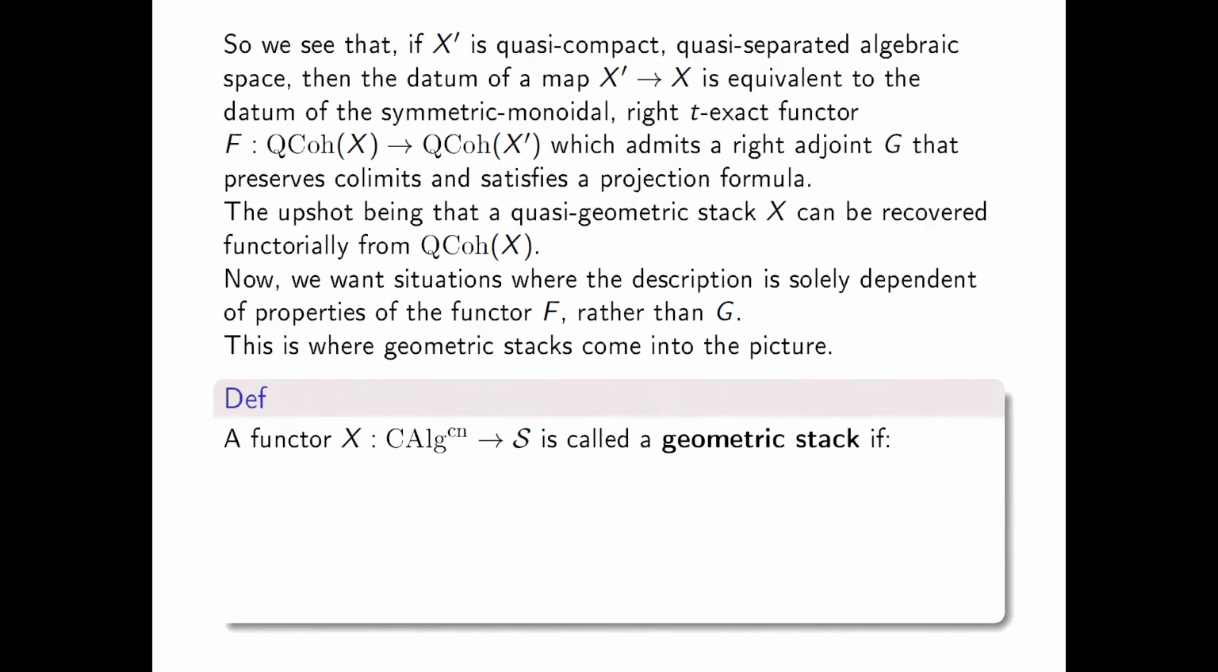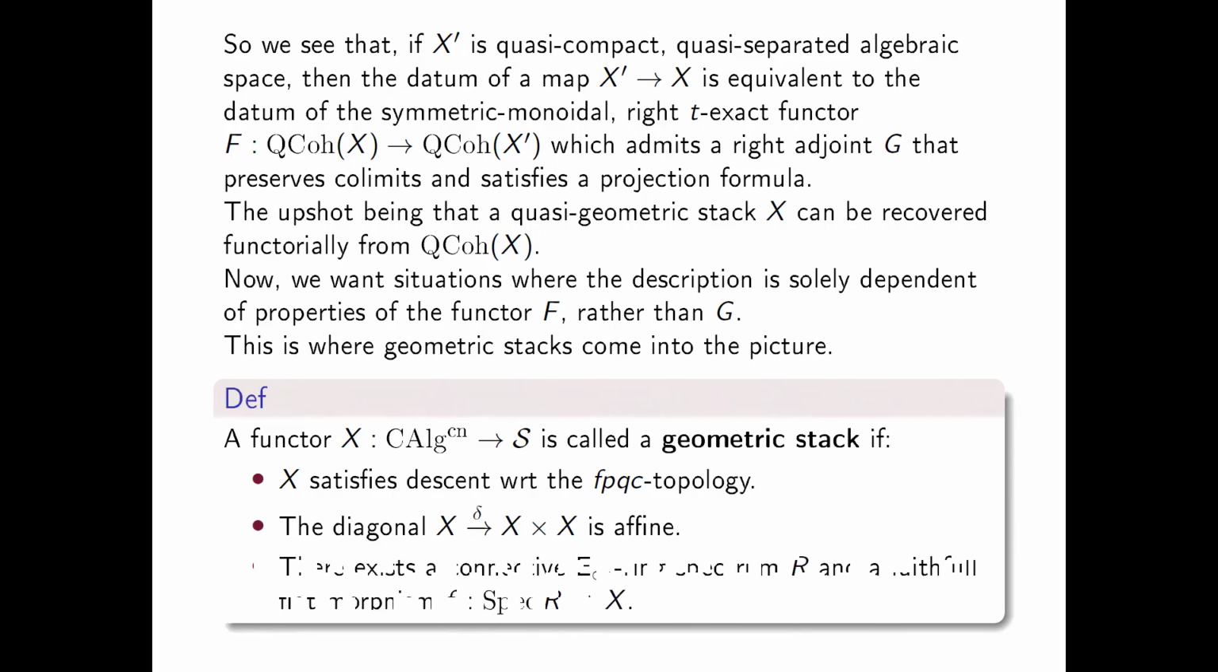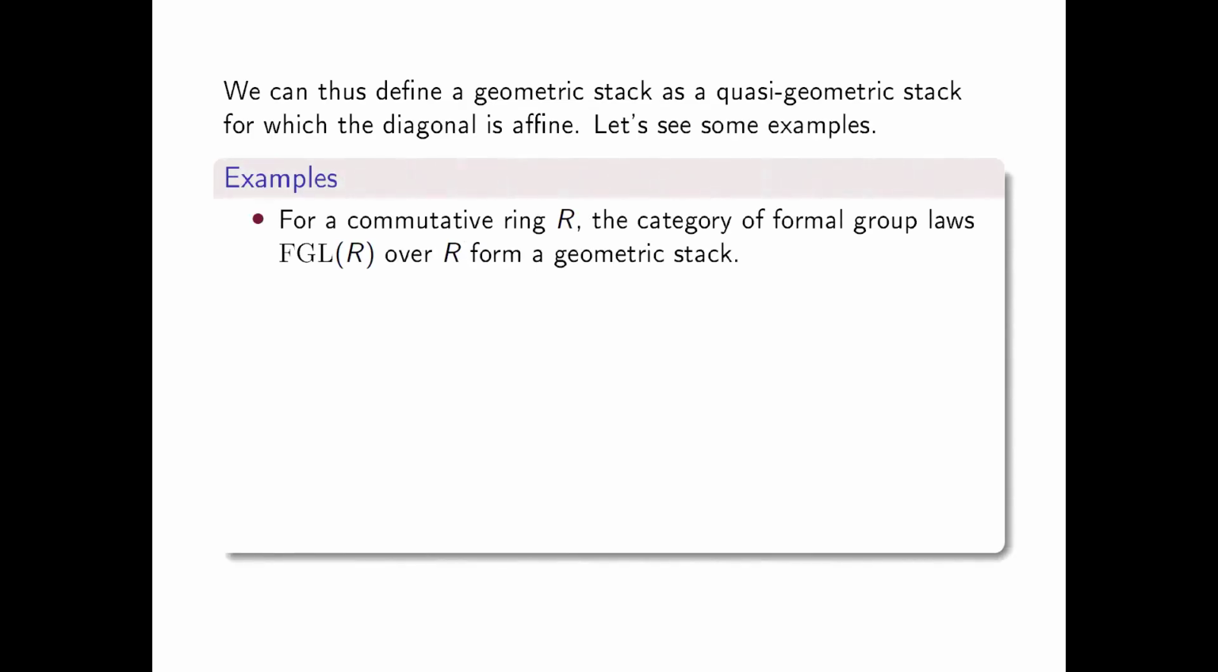Okay, so again you start off with a functor from CAlg to S. It is said to be a geometric stack if it satisfies descent with respect to the PQC topology, the diagonal is quasi-affine, and there exists a connective E-infinity ring spectrum R and a faithfully flat morphism from Spec R to X. So it is like a quasi-geometric stack with an affineness assumption on the diagonal. So we'll see a few examples. Since cytochromatic homotopy theory, I'll definitely give.